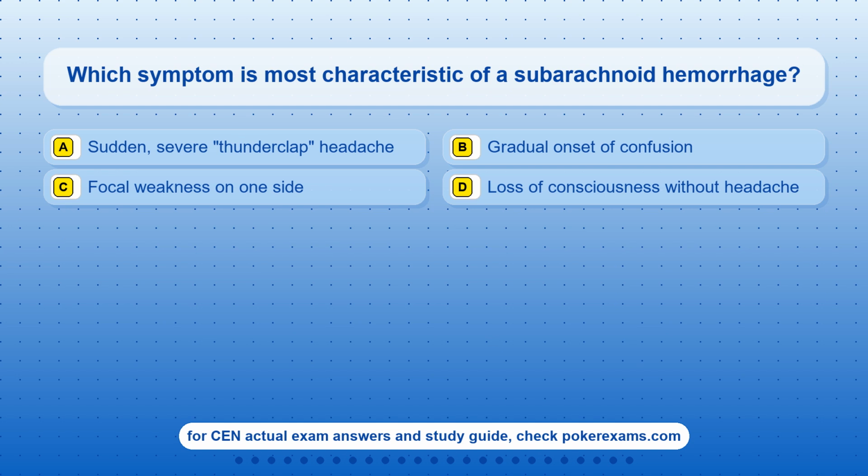Question 23. Which symptom is most characteristic of a subarachnoid hemorrhage? Option A, sudden, severe thunderclap headache. Option B, gradual onset of confusion. Option C, focal weakness on one side. Option D, loss of consciousness without headache.